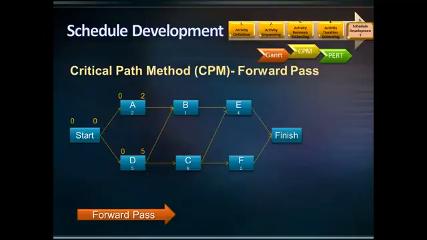Activities A and D are predecessors of activity B. It means that activity B cannot start until A and D are finished. The earliest time that activities A and D can finish is 5 days. So, the earliest time that activity B can start is 5 days. By continuing the forward pass calculation, you see that the earliest time that the project can be completed is 15 days.